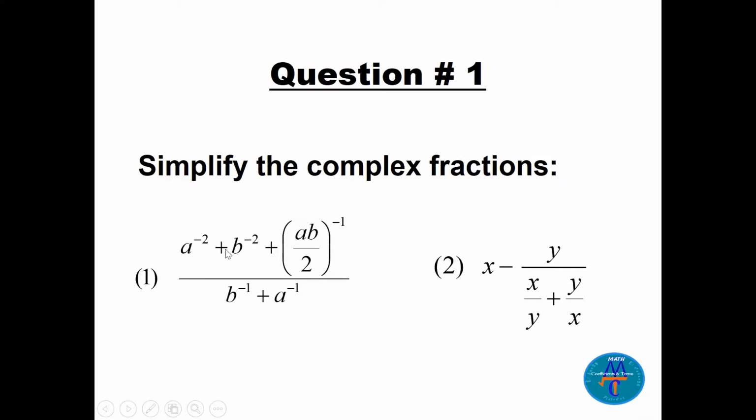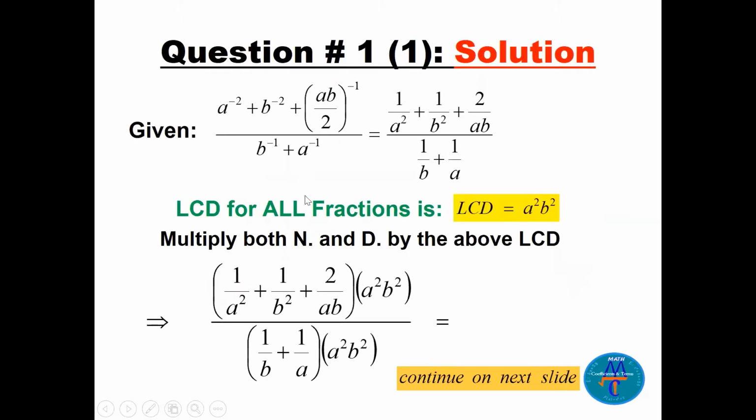We have negative power, negative power, negative power here. Then we start: 1 over a squared, 1 over b squared, and this one we can invert the fraction, ab over 2 to the power minus 1, 2 over ab, and then we can do number 2 later. So number 1, after we invert, we use the negative exponents here: 1 over a squared, 1 over b squared, 2 over ab, 1 over b plus 1 over a.